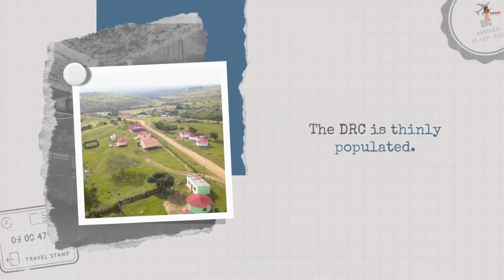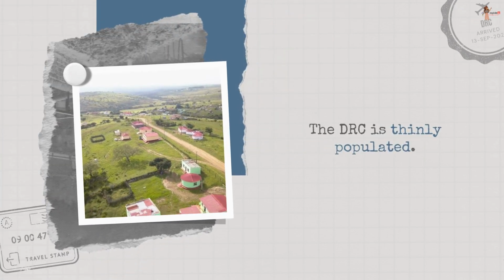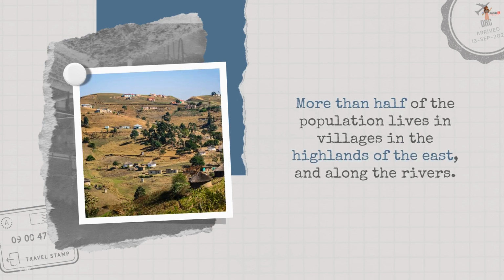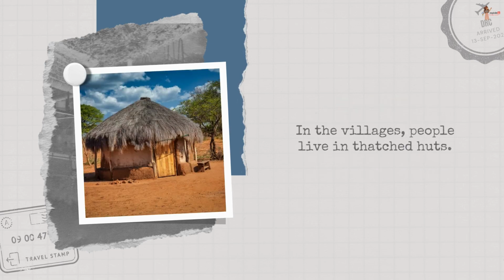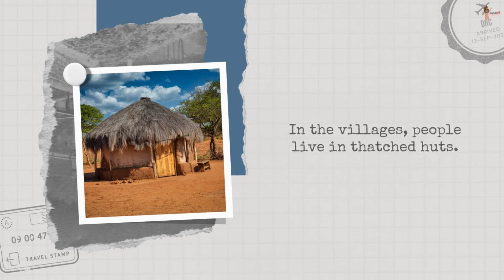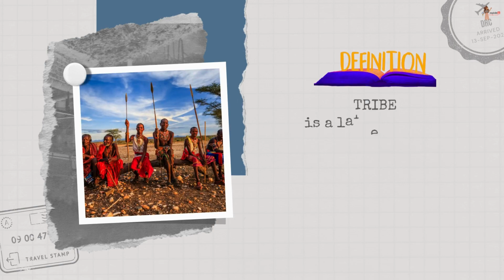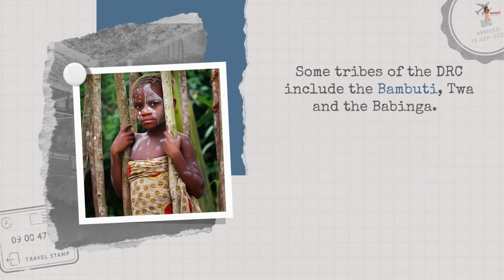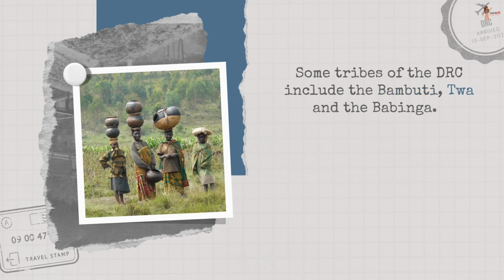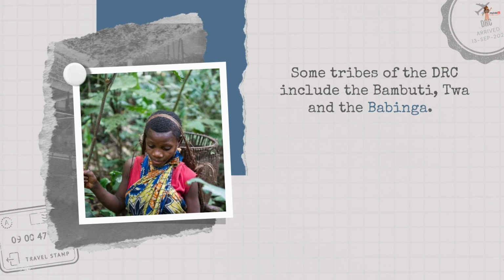People of DRC. DRC is thinly populated. You know what that means? It means very few people live here. More than half of the population lives in the villages in the highlands of the east and along the rivers. In the villages, people live in thatched huts. A large group of people who live in the same area and share a common language, religion, and custom is called a tribe. Some tribes of the DRC include the Bambuti, Wa, and Babenga.